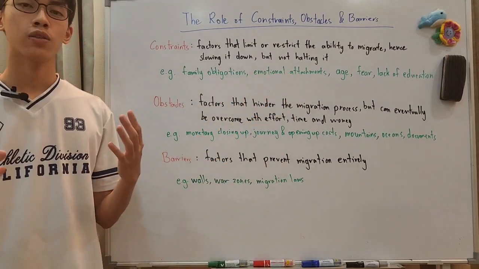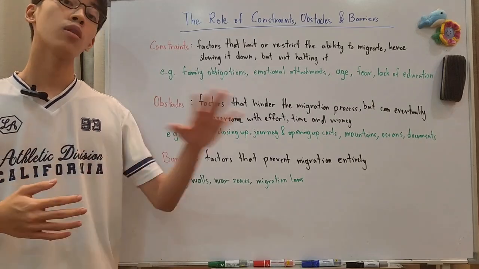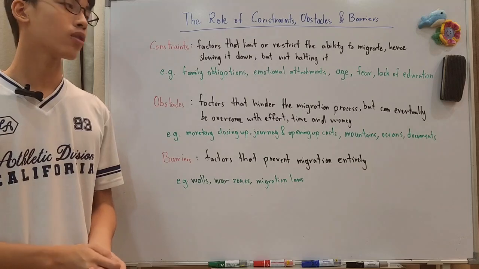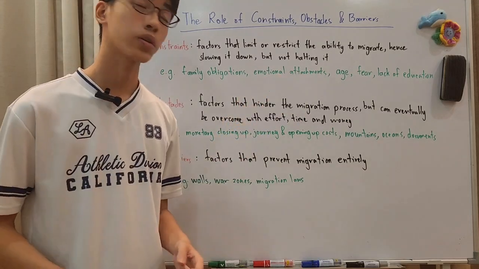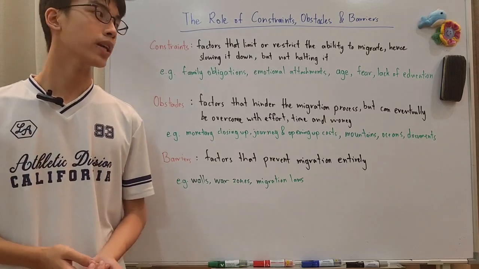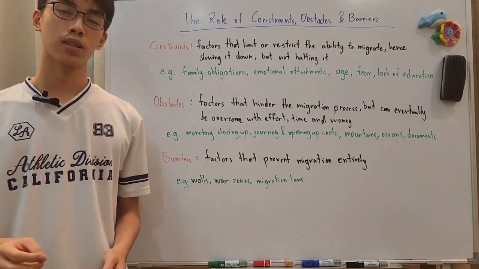Fear: you're fearing the unknown, you don't want to migrate right now, you want to know more about an area, so you wait till you're older, till you learn more about the area, and that links to education as well. You can migrate right now, but it's generally better to migrate when you're better educated, so it slows down migration, but it doesn't halt it.